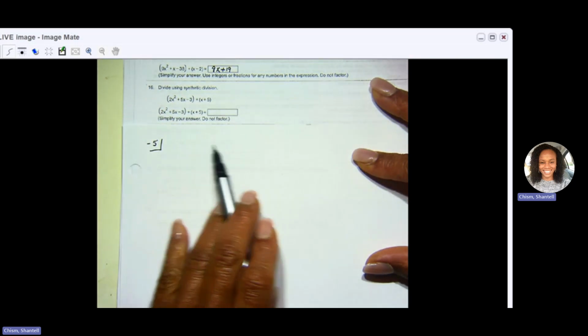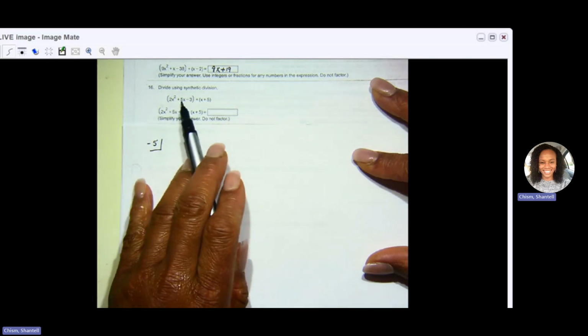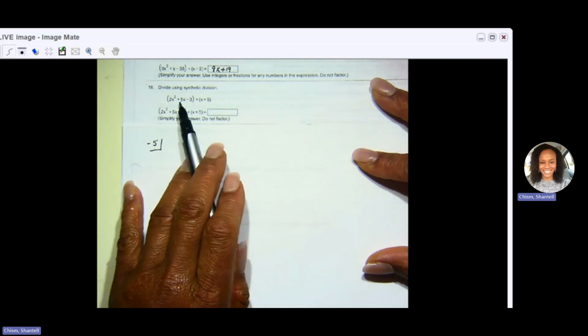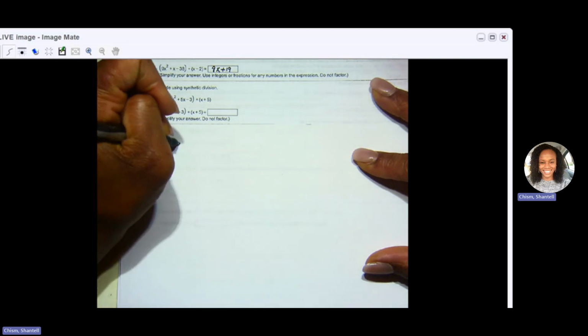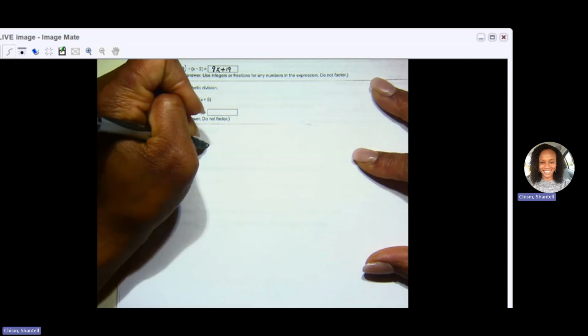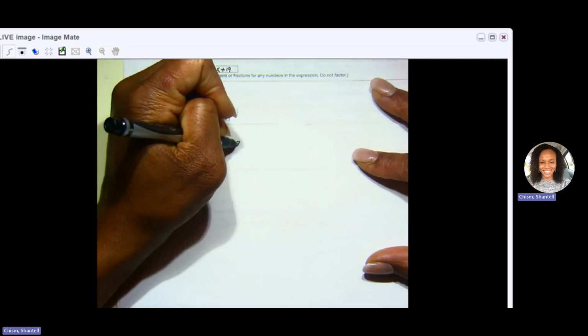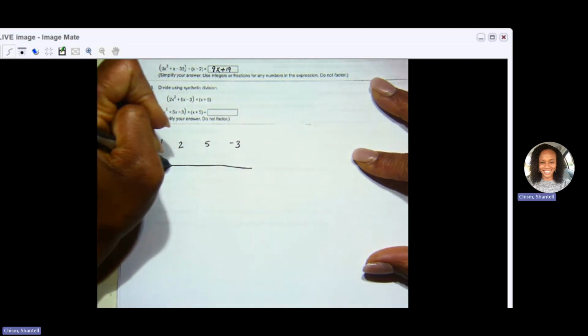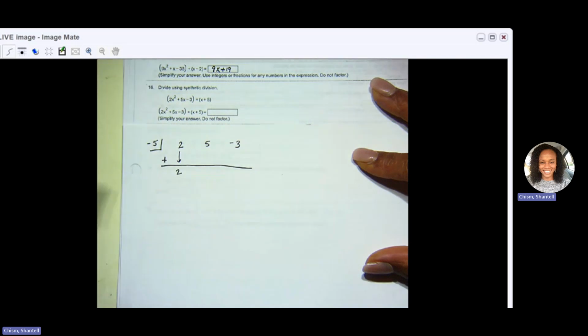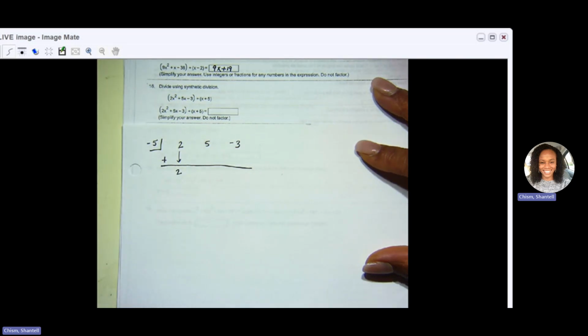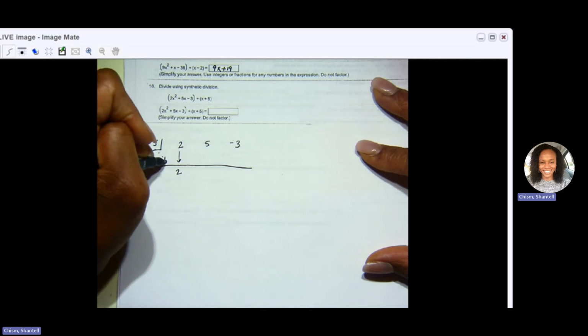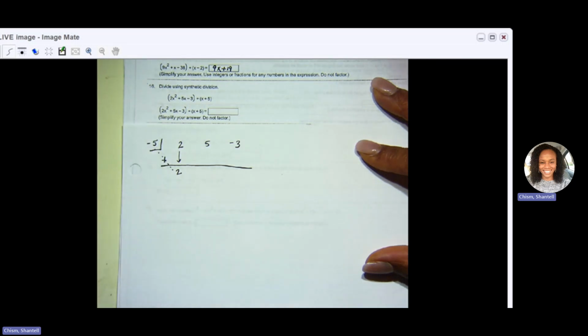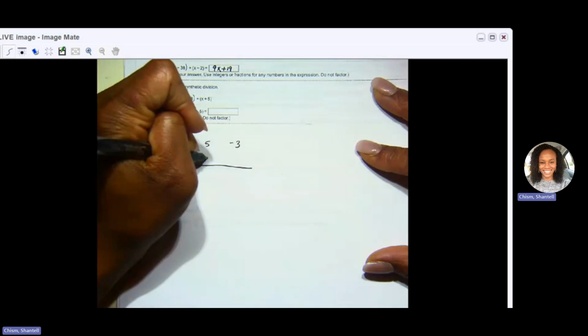And then we write in a row beside it the coefficients and the constant term of the dividend. So 2, 5, negative 3. I save some space here, put my plus, and I bring down my leading coefficient. I have to have that starting point, okay? So now we say negative 5 times 2, that is a negative 10.